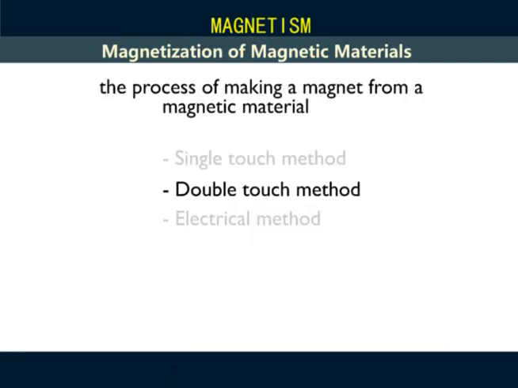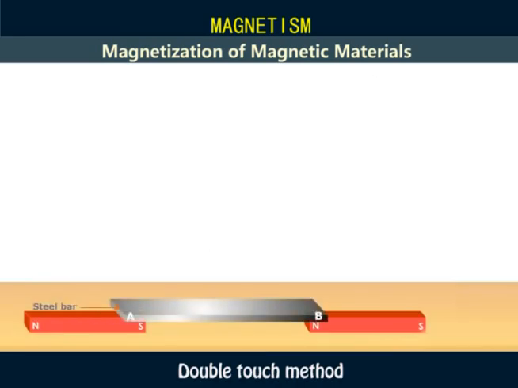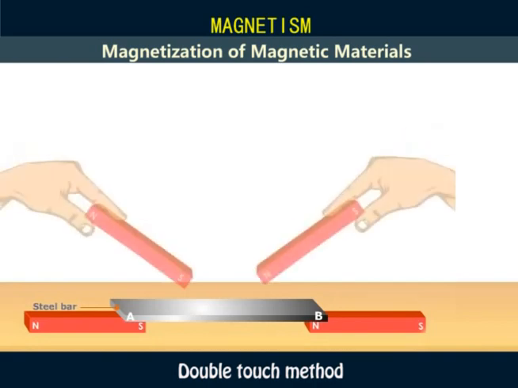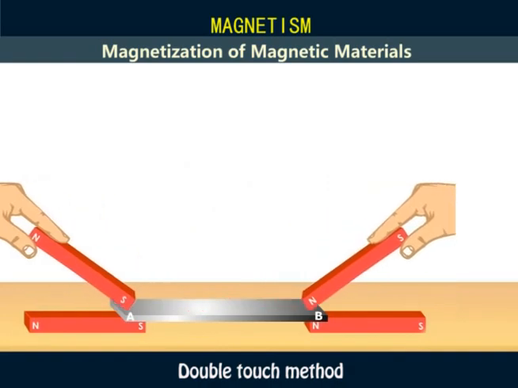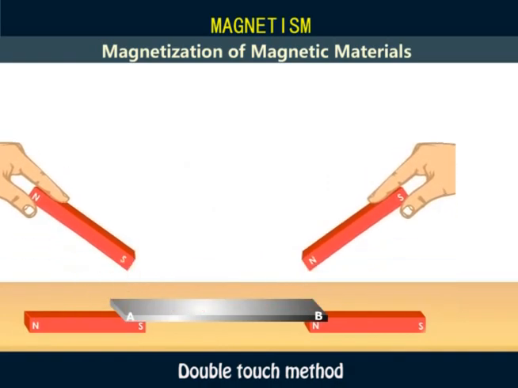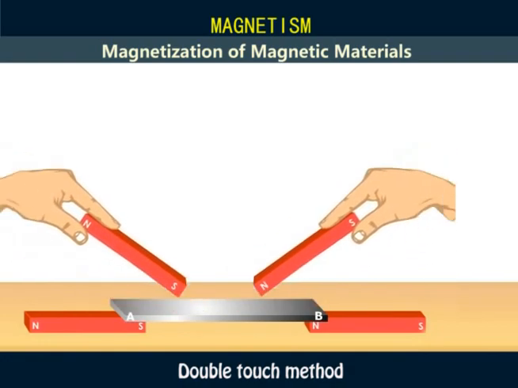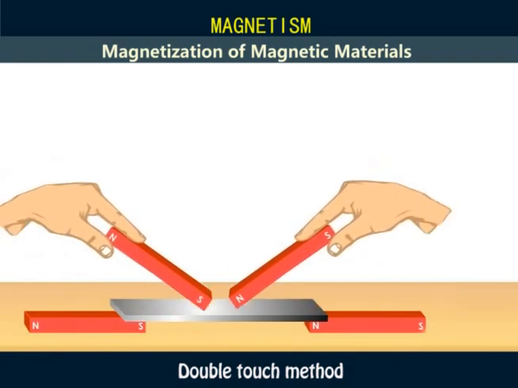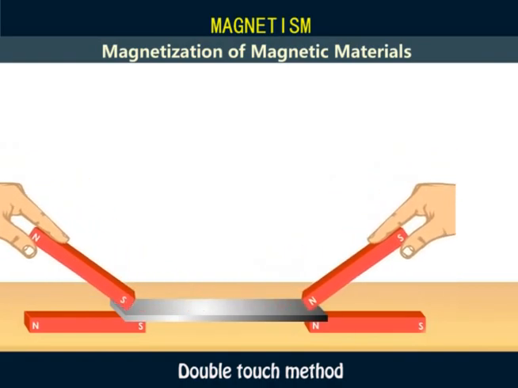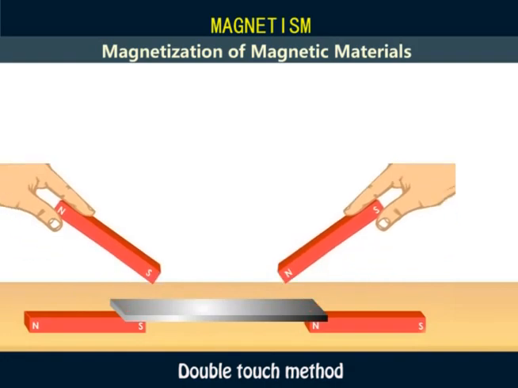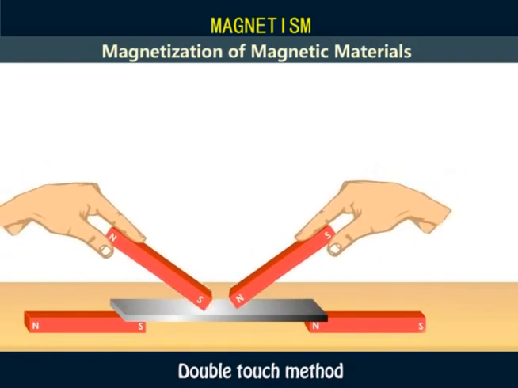Next, double touch method. Place a steel bar to be magnetized on 2 bar magnets as shown here. Now place opposite poles of 2 strong magnets at the middle of the steel bar as shown here. Move the magnets towards the opposite ends of the steel bar, keeping the magnets inclined. On reaching the opposite end, lift the magnets and place them back to their respective original positions. Repeat the process several times.